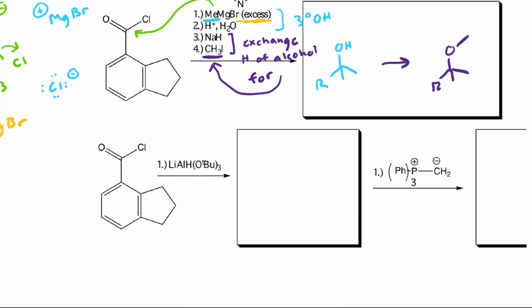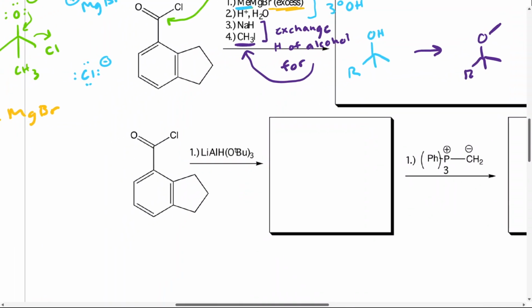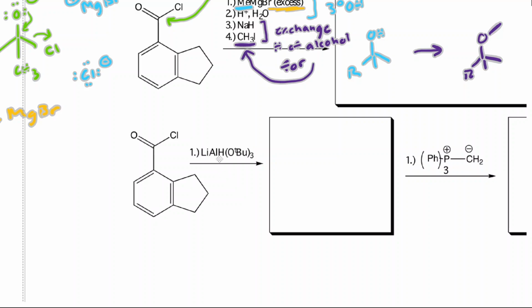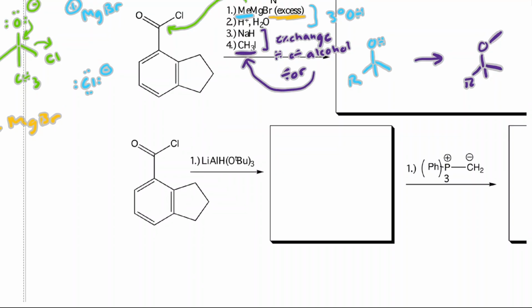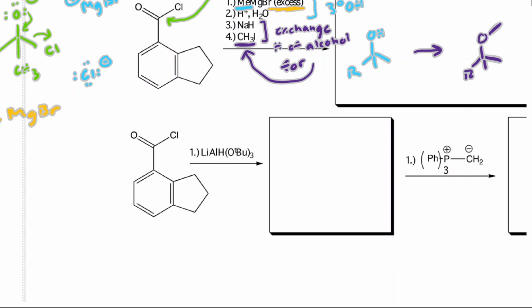So yeah, I don't think we had to know the mechanism for this one, but I think something that is very easy to memorize is when you have this lithium aluminum hydride, OtBu3, it's always going to make aldehydes. I'm going to write that down.